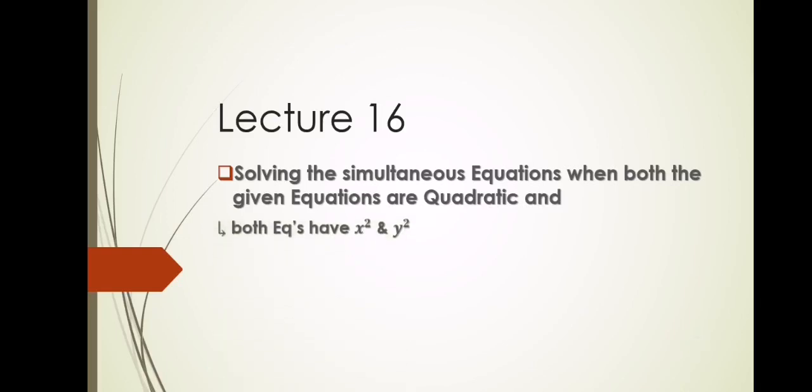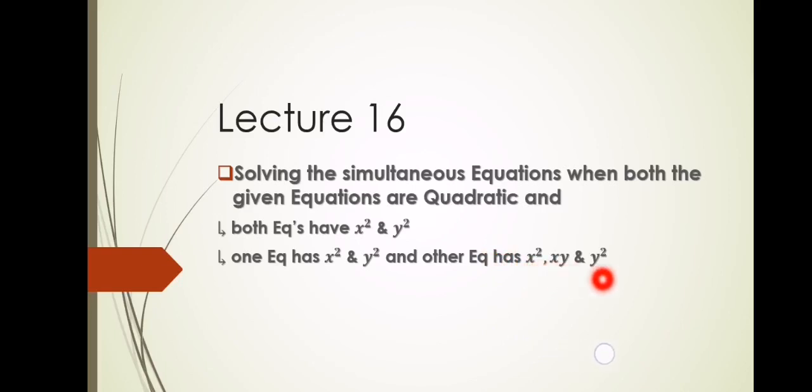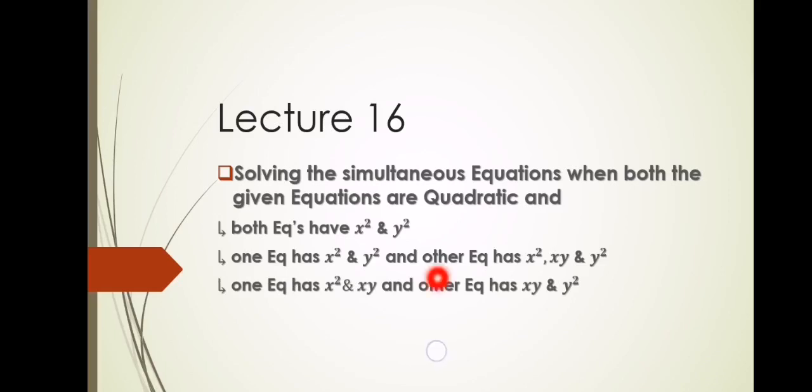Firstly, we will solve the equations when both the equations will have x square and y square. Secondly, we will solve the equations when one of the equations contains x square and y square, whereas the other equation has x square, xy and y square. Thirdly, we will solve the equations out of which the first one should have x square and xy, whereas the other should have xy and y square.